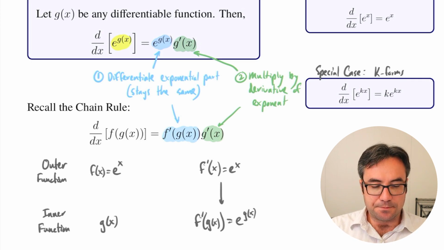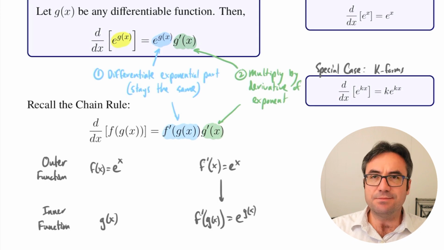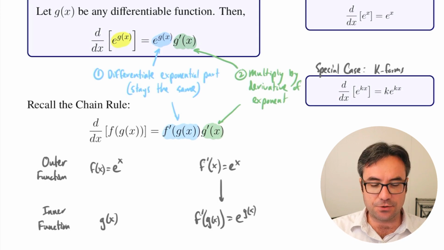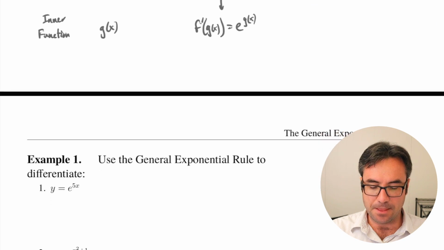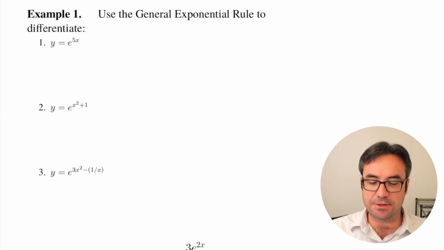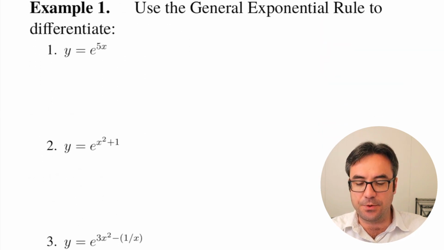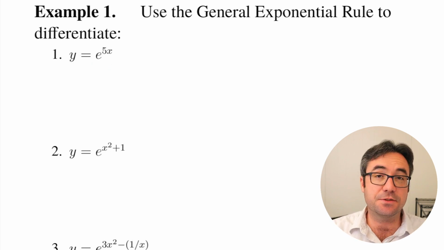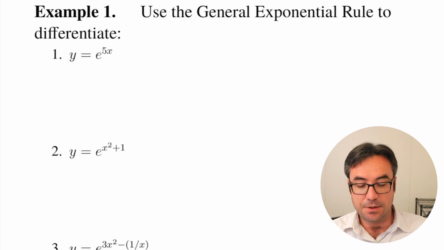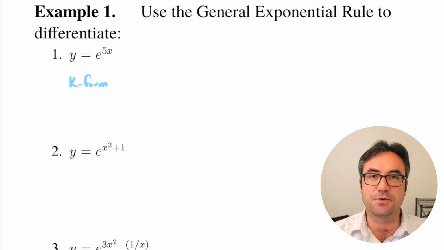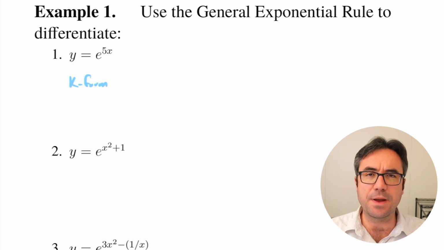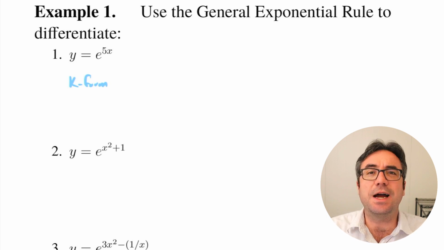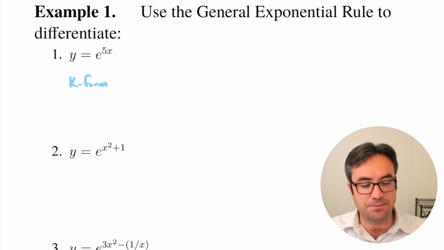All right. So let's get a little practice going. Let's try some examples. Let's use the general exponential rule to differentiate. Let's go through each of these. Now for this first one, this is just e to the 5x. So this is a k-form. So we could just remember the process for differentiating these k-form exponential functions. But let's try out the chain rule just to see how it works.